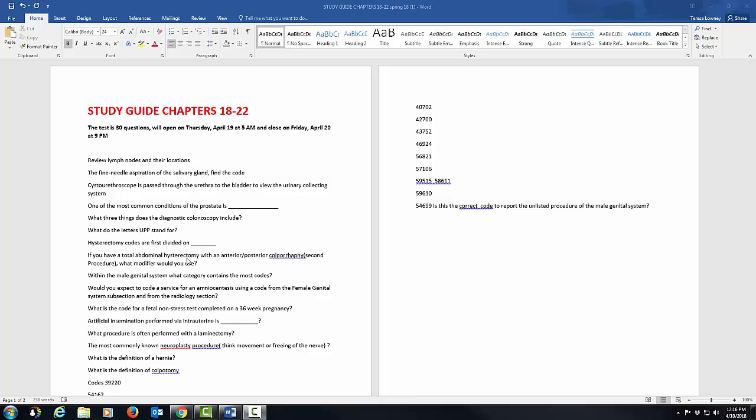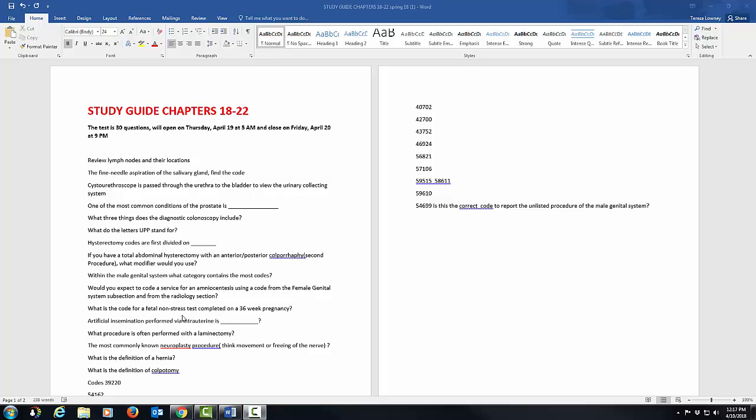If you have a total abdominal hysterectomy with an anterior-posterior colpotomy, which is a second procedure, what modifier would you use? You did well on your homework finding that modifier most of the time. Within the male genital system, what category contains the most codes? What would you expect to code a service for an amniocentesis using a code from the female genital system subsection and from the radiology subsection? So look up those amniocentesis and see if that's true or false.